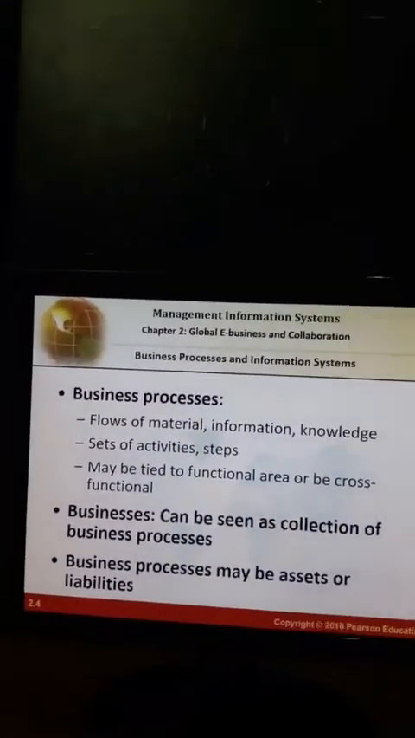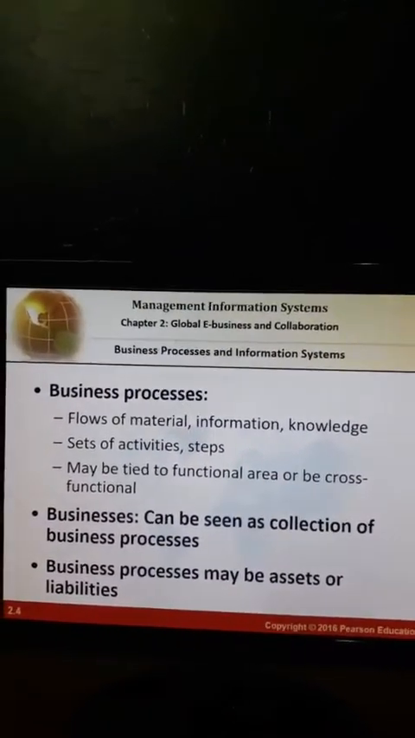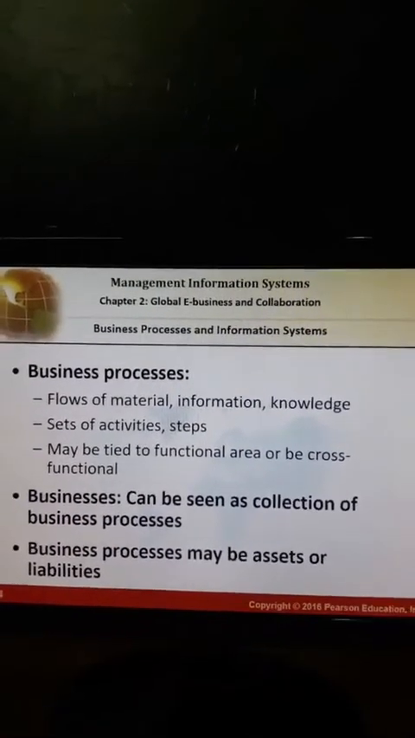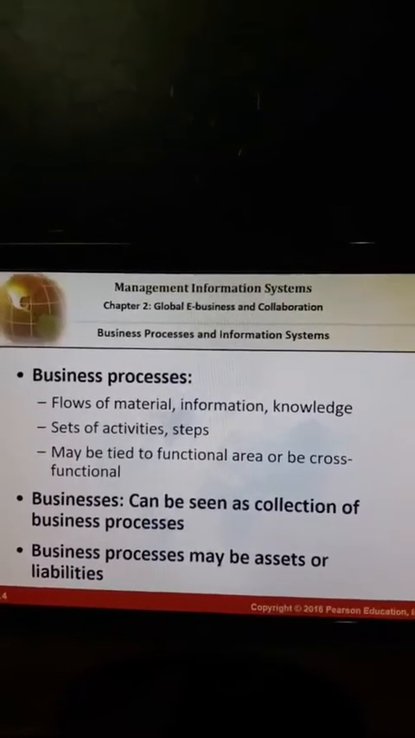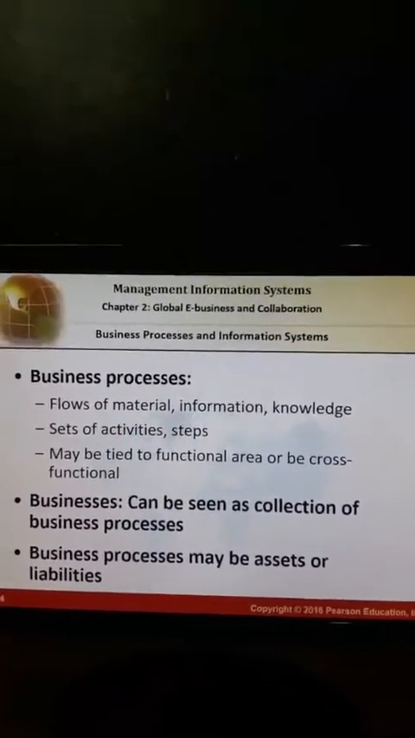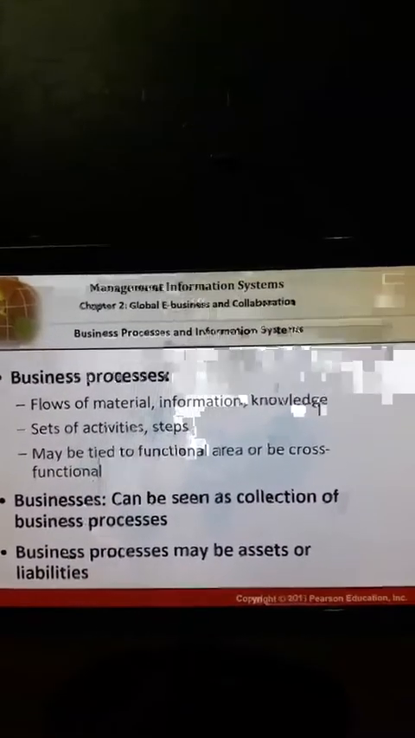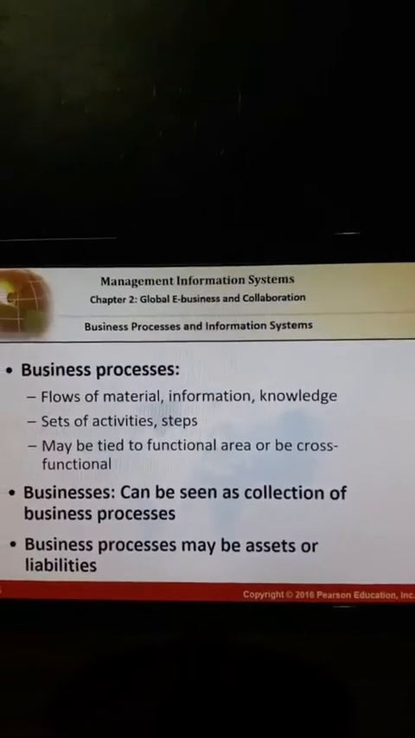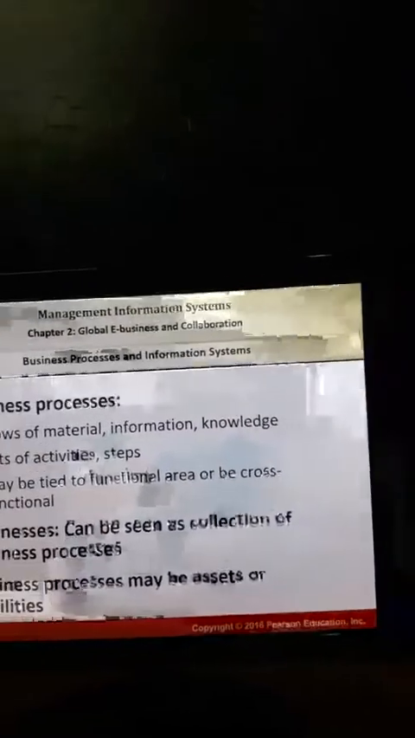First of all, let's start with the business process. We know what a business process is: a flow of material, information, and knowledge. It starts from production and goes to distribution in the organization. We know there are three elements of information systems: input, processing, and output. So a business process spans throughout the organization from input to output. These business processes may be tied to the functional areas of the business, like finance, accounts, marketing, and HR.